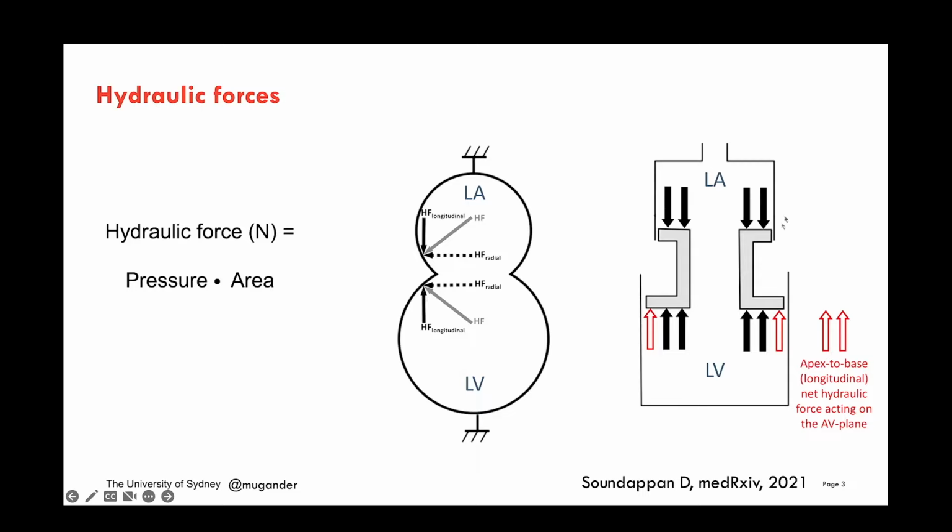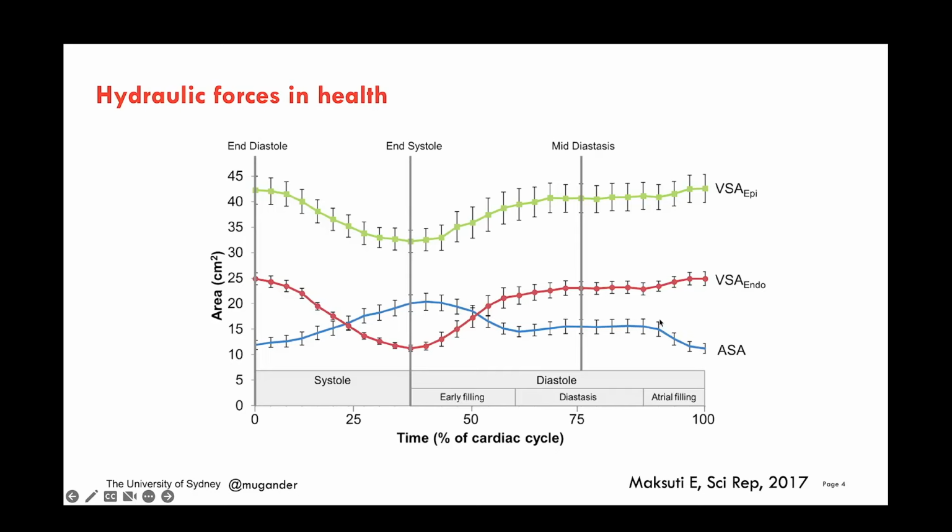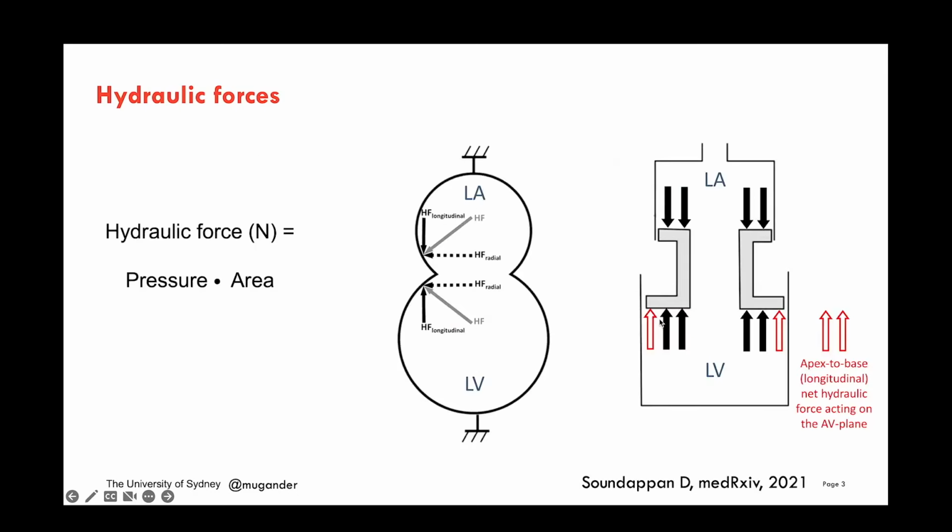And if we make it even simpler here on the right, with the top being the left atrium, the bottom being the left ventricle, and an open mitral valve schematically illustrated as a piston that can move back and forth, if there's more area on the ventricular side, as illustrated by these red arrows, there will be, despite having equal pressure in both chambers, a net force driving the AV plane back towards the direction of the atrium.